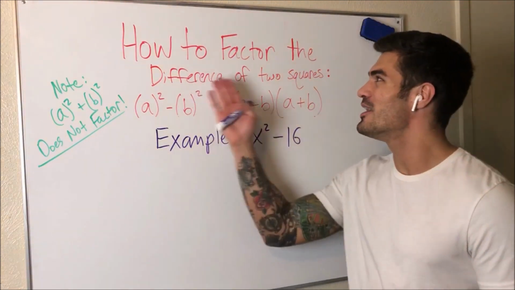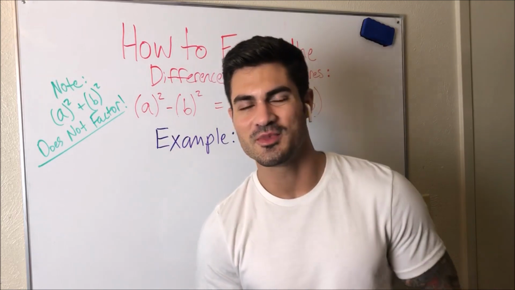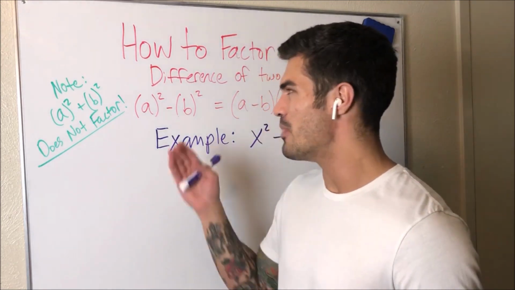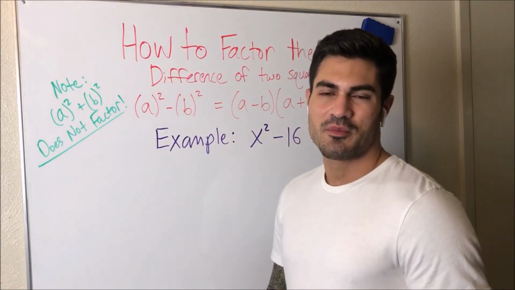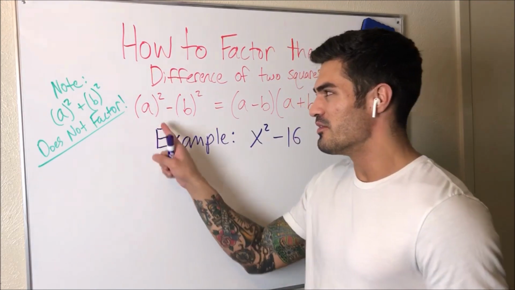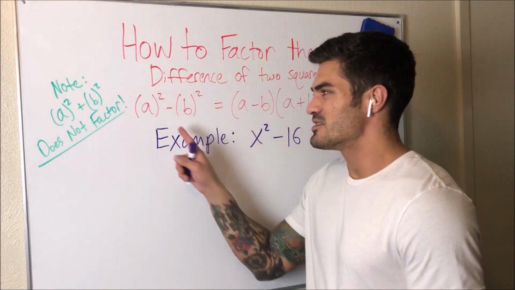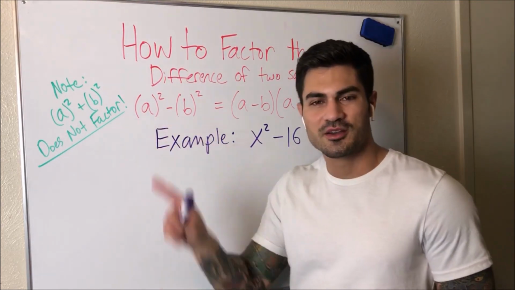Today we're going to talk about how to factor the difference of two squares. Now what this means is this is a special way that we can factor a binomial, right? And specifically it's a way we can factor a binomial of this form where we have the difference of two squares. So what this means exactly is that we have to have something squared minus something squared, right?